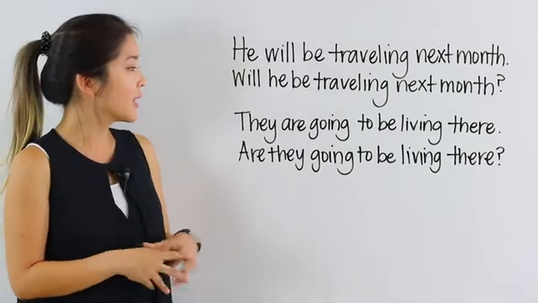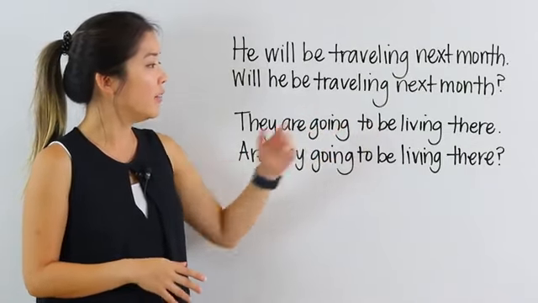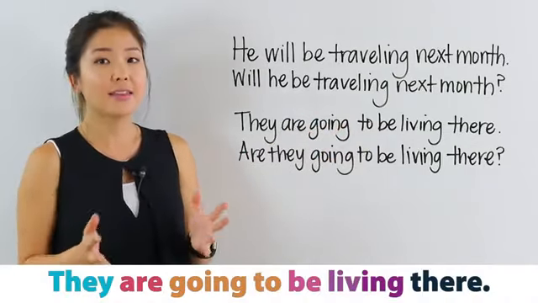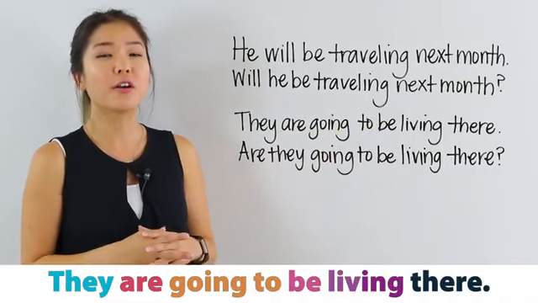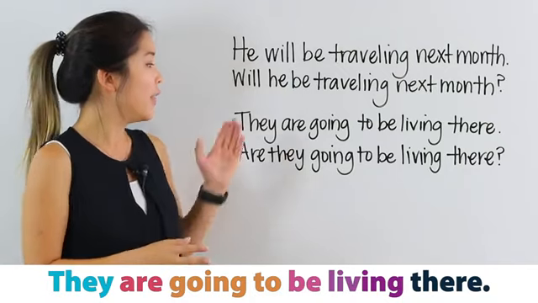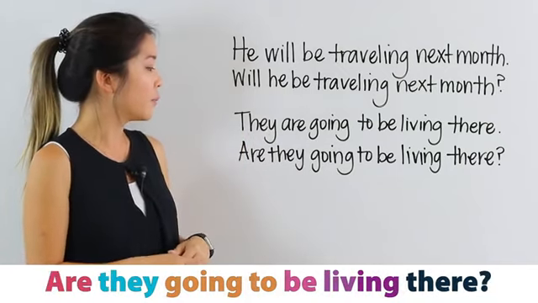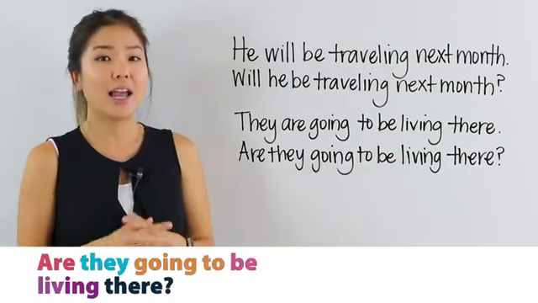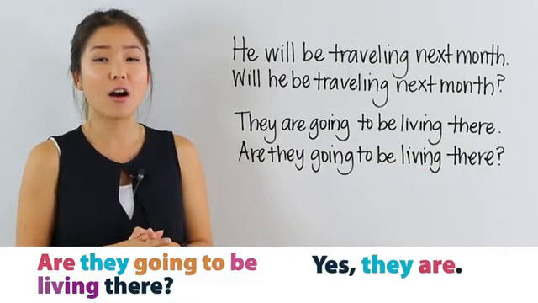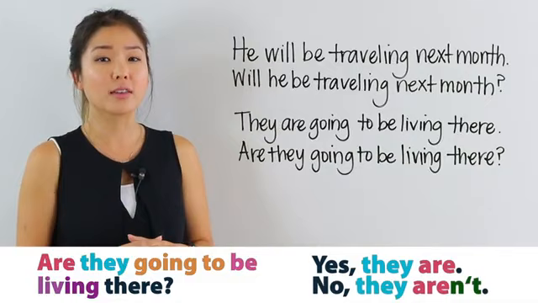The next sentence says, they are going to be living there. Again, to turn this into a question, simply switch the order of the first two words. They are becomes are they. Are they going to be living there? To reply, you can say yes, they are, or no, they aren't.